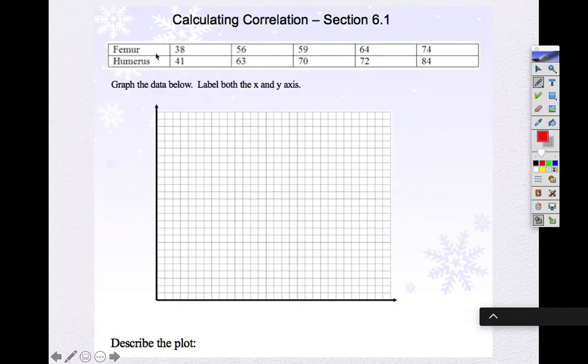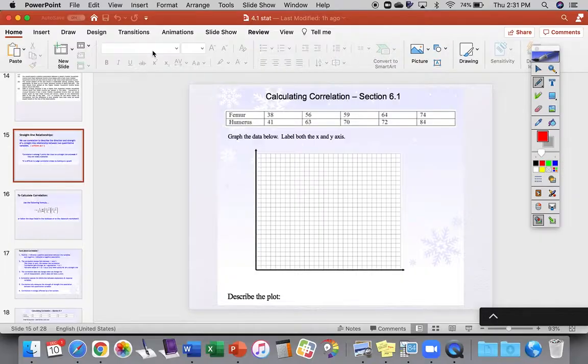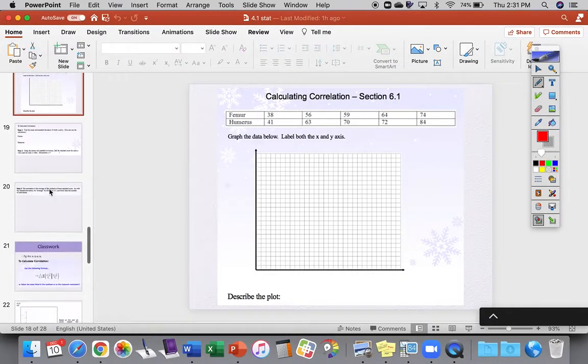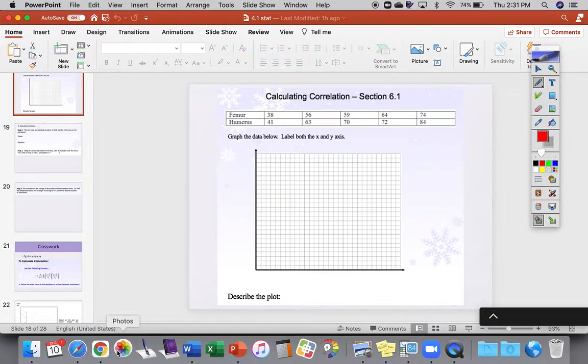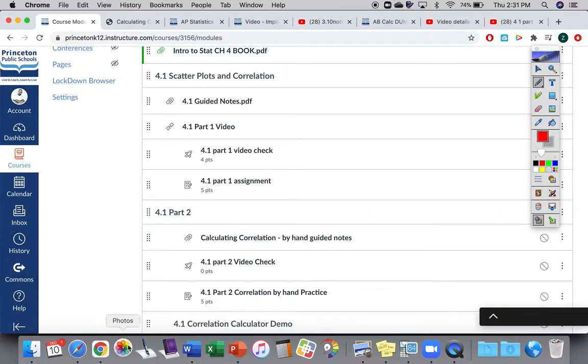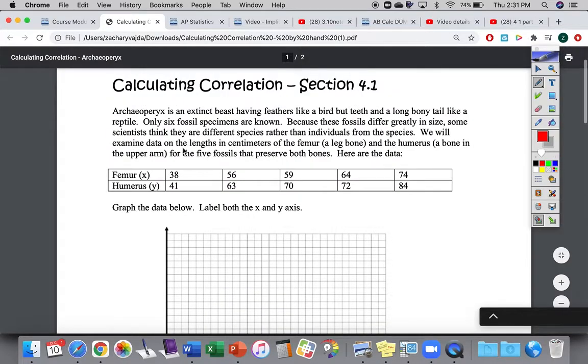So we're going to do an activity now. So I'm going to leave the slideshow. Okay, the activity will be what we handle now. We're going to do an activity and it was that second worksheet on the module. So on the module, we saw we had 4.1 part 2, correlation, calculating it by hand, right there. That's what you're going to open, and it's going to come to right here. Let's see what we're going to do.